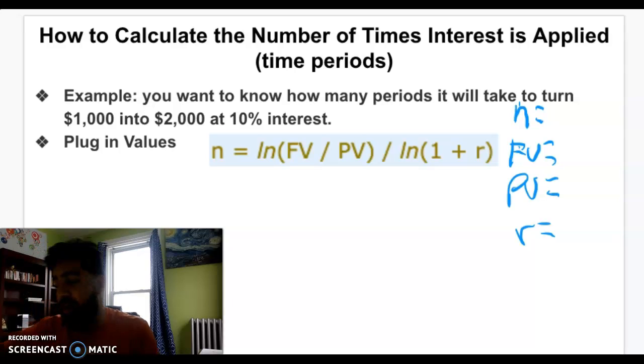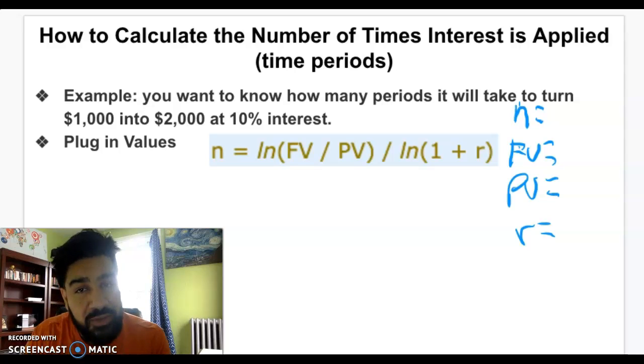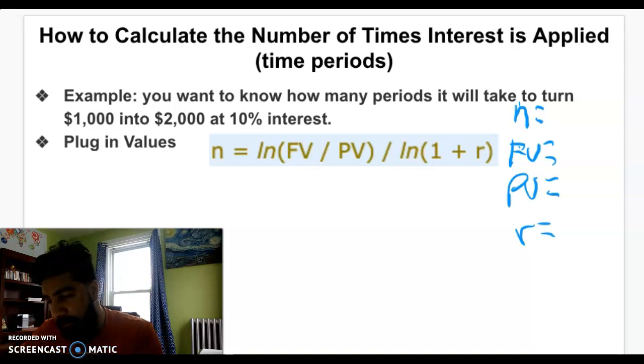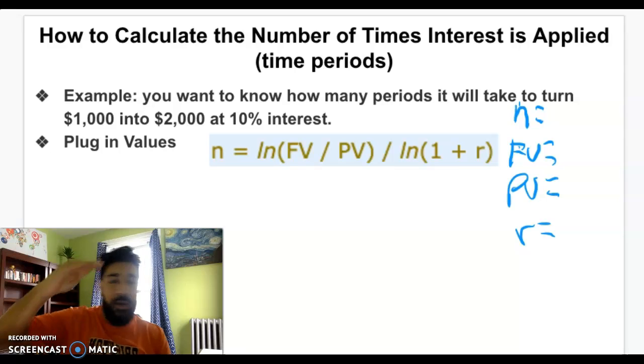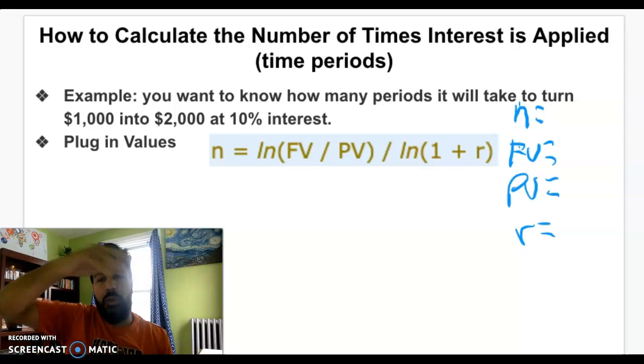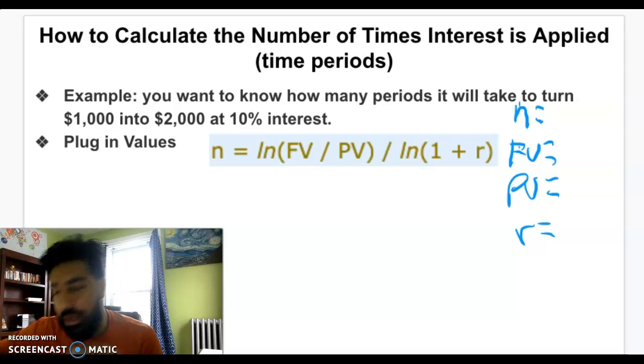You want to know how many periods it will take to turn $1,000 into $2,000 at 10% interest. So how long will it take me to do that? This is actually one of the really helpful ones, because if we set our goal and we know what we want to get to and what we have now, we'll know how long it'll take us. You guys can thank me in the future.